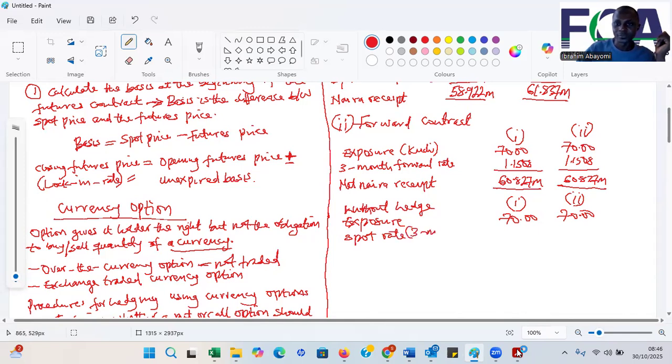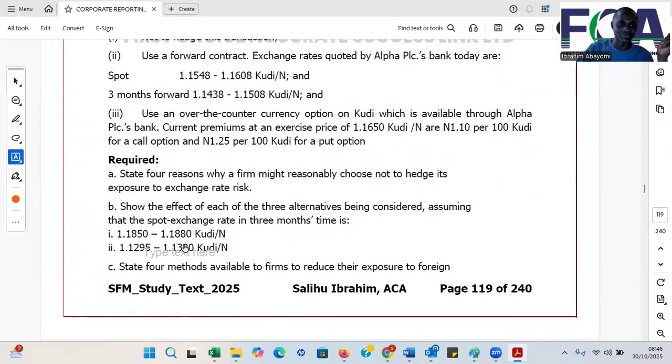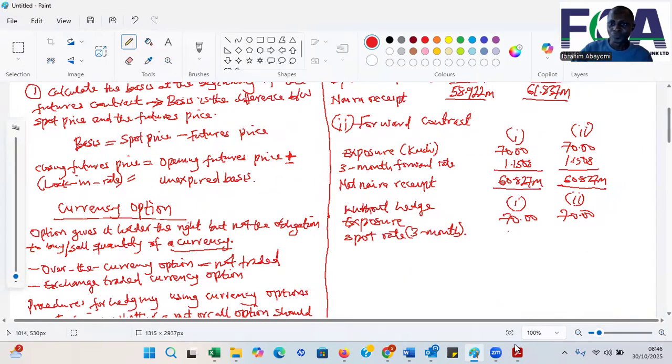Don't forget, if we did not hedge, you cannot use forward rate. You can only use forward rate if you have a forward contract. Now, you did not use forward rate. If you did not use forward rate, you have to convert at the rate on your transaction date, which is the spot rate. You can see the spot rate on the transaction date, 1.188, 1.132. I think we did that before, right?